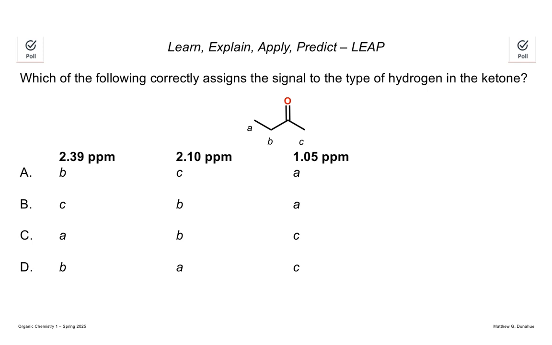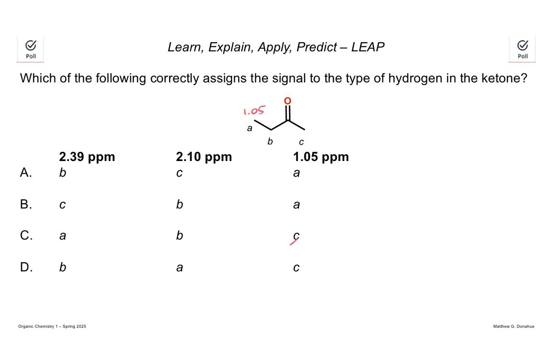So again, for the ketone, the logic is that B and C are both bonded to the carbonyl, so they need to be in about the same region. And then A is the most like methane, so that needs to be closer to 0. And so this should be 1.05.